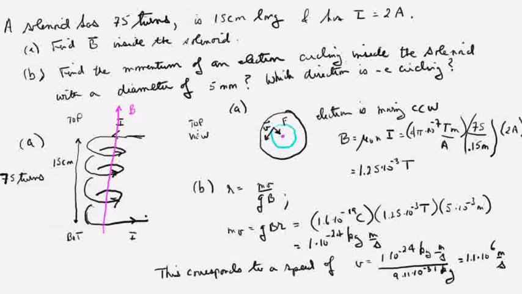A solenoid has 75 turns, is 15 centimeters long, and has 2 amps of current. Find the magnetic field inside the solenoid, A. Find the momentum of an electron circling inside the solenoid with a diameter of 5 millimeters. Which direction is the electron circling?